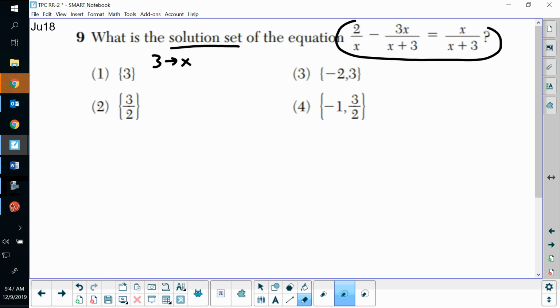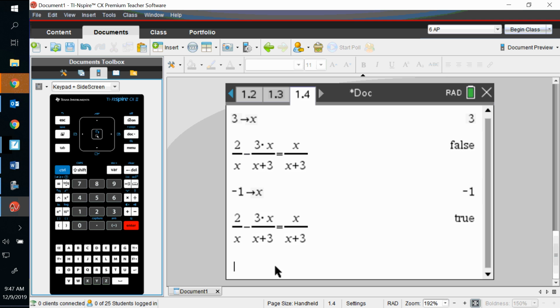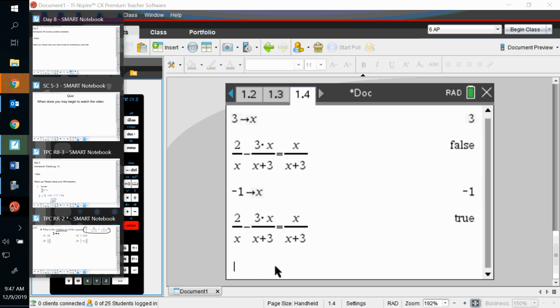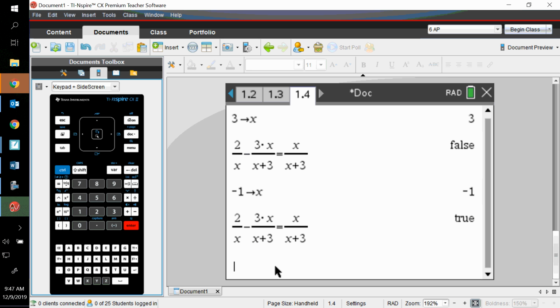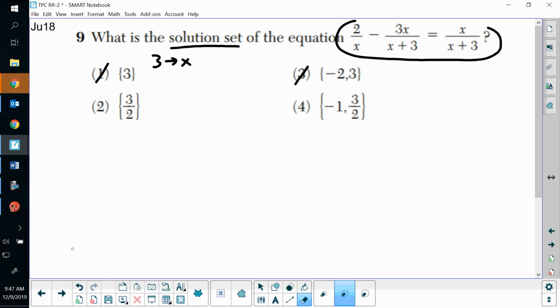All right, so do 3 stored as x. Type in the equation. Notice you get false. So because 3 was false, we know 1 is not the answer. We know 3 is not the answer. Well, now the ones remaining, we are guaranteed that 3 halves is a solution. So we just want to store -1 for x and test it out. -1 came back as true, so that tells us it must be choice 4. Now, if you want to be extra certain and you have plenty of time on the test to do that, you can store the 3 halves and just make sure that is as well.